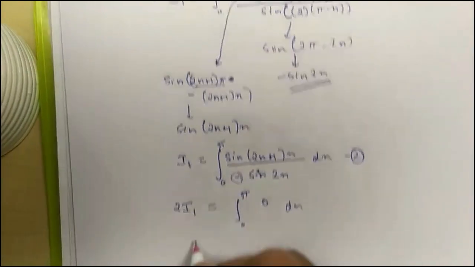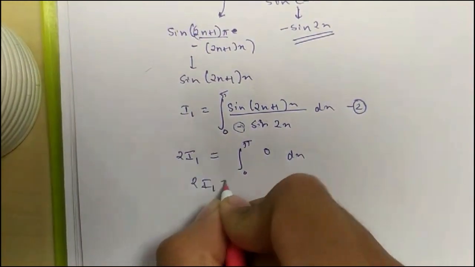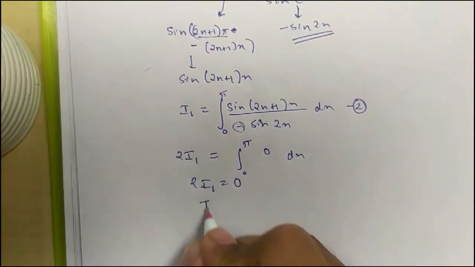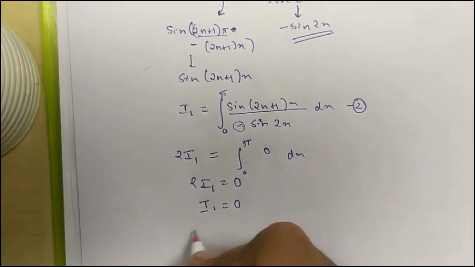Okay, so 2I1 would evaluate to 0. So actually I1 then evaluates to 0. So this is your answer.